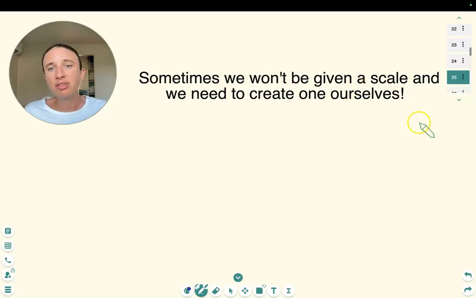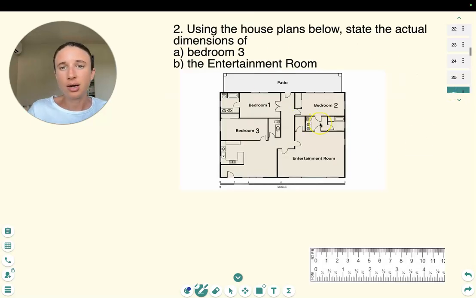Sometimes we won't be given a scale and we need to create one ourselves. So these questions mess with students a little bit, but that's okay. We're going to get on top of it. Using the house plans below, state the actual dimensions of bedroom 3 and the entertainment room.